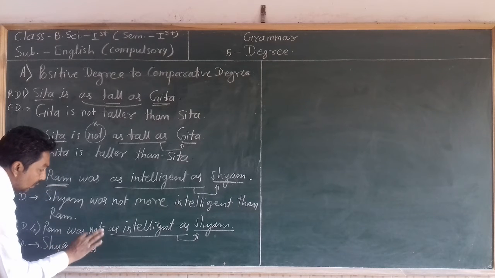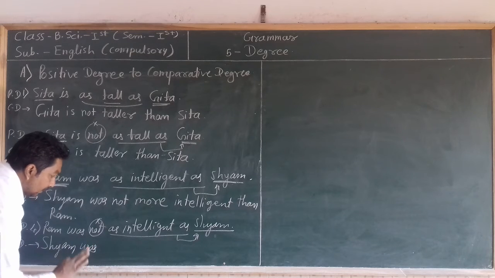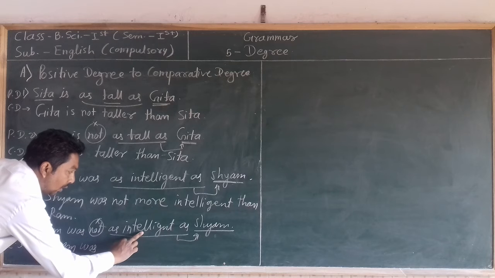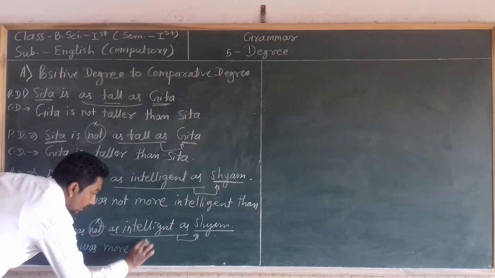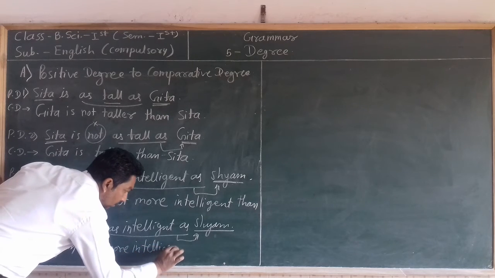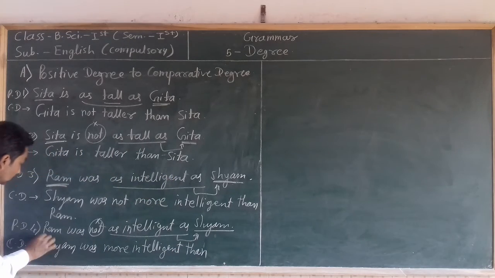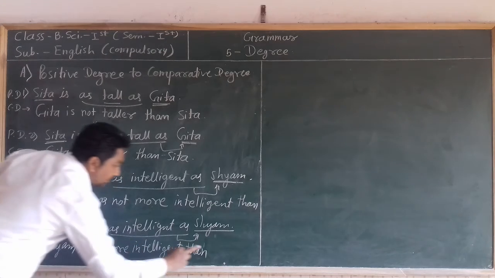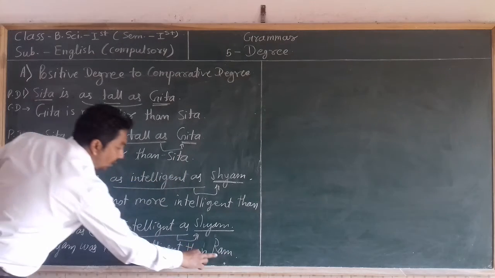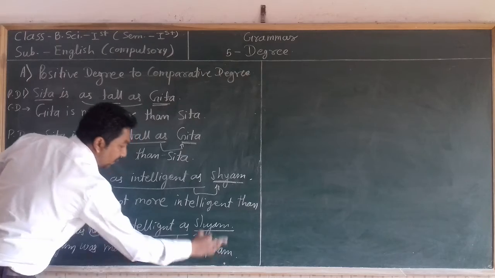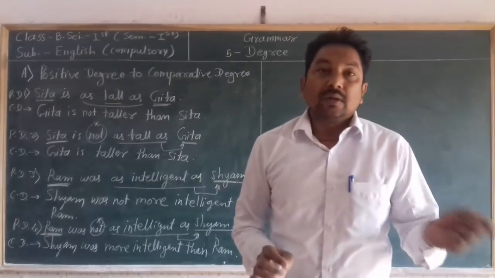Then see if there is given no, not, never. If there is given no, not, never, take it out. Don't use no, not, never then in comparative degree. Then take the comparative form of this adjective. Intelligent's comparative form is more intelligent. Then use the word than. Then take the subject of positive degree as the object of comparative degree. So in this way, we can transform any positive sentence into comparative degree.